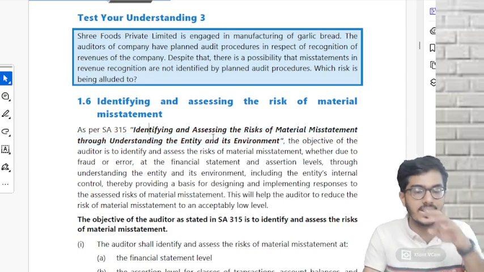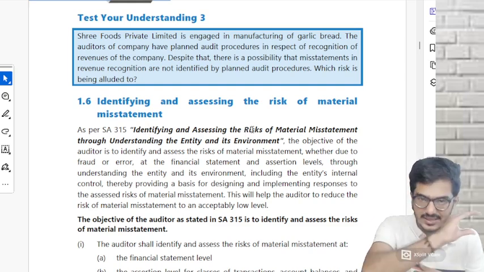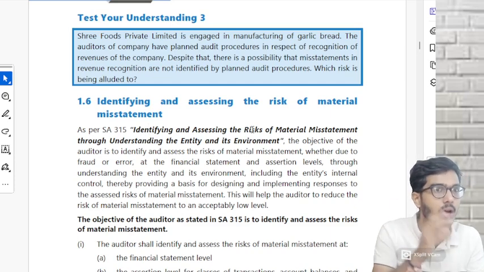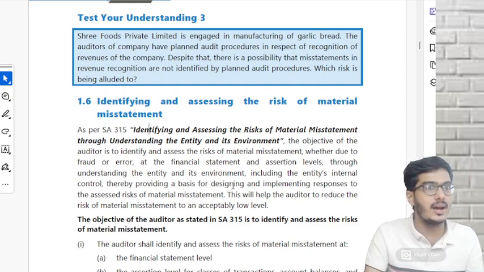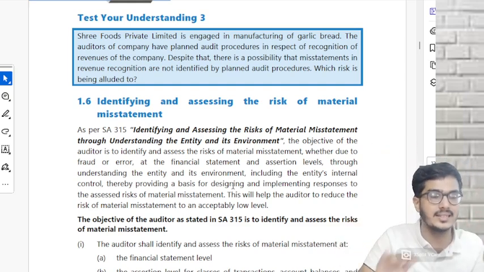So it says identifying and assessing the ROMM through understanding the entity, environment, and internal control. If you understand the EEI, entity, environment, internal control, you will get to know how much is the ROMM. ROMM is at two levels. One is at the overall financial statement level. Second is at assertion level.